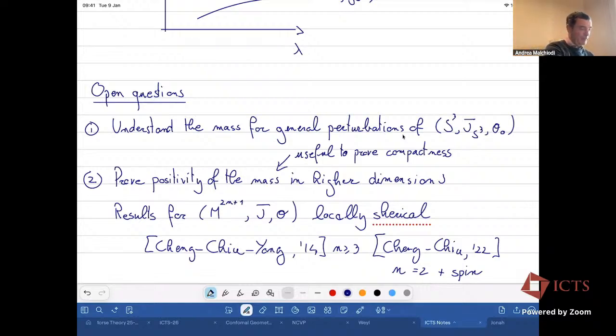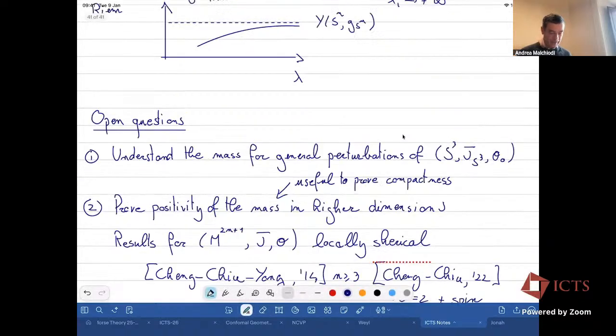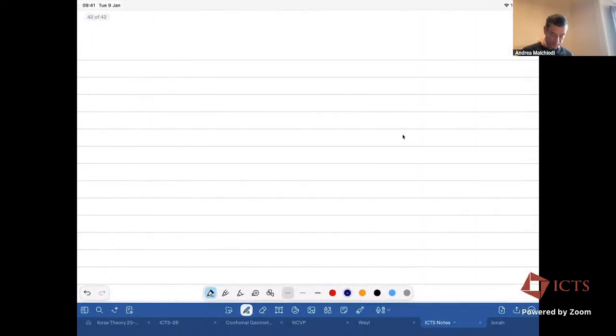Okay, so let me discuss one last topic. We don't understand the mass in general, but there is something which is a bit weaker that we understand in a little more detail. And let me discuss the so-called Einstein-Hilbert action.